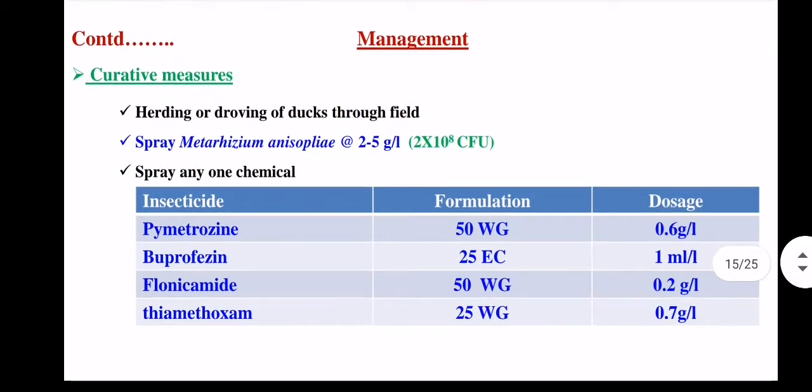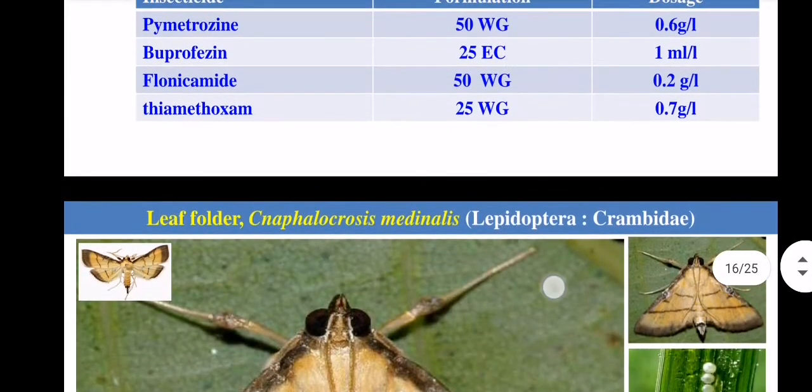So these are the chemicals used against the brown plant hopper, that is buprofezin and flonicamid. We can also use thiamethoxam at the rate of 0.7 gram per liter. So these are the recommended formulations or chemicals against the different hoppers.